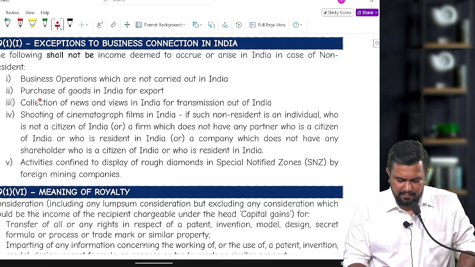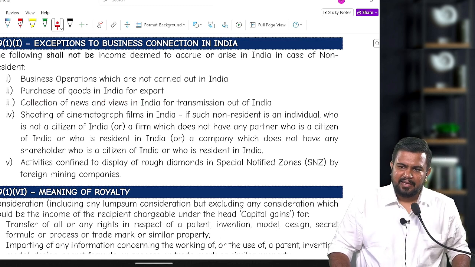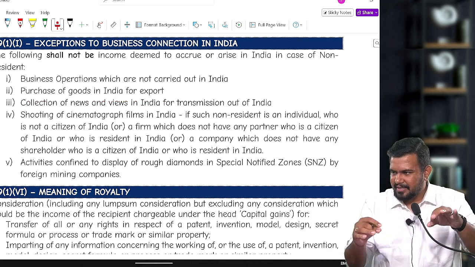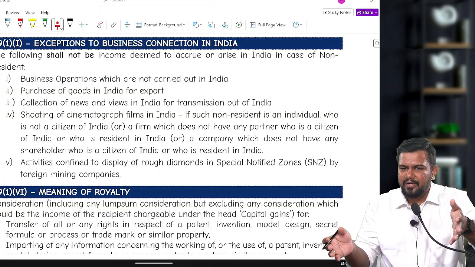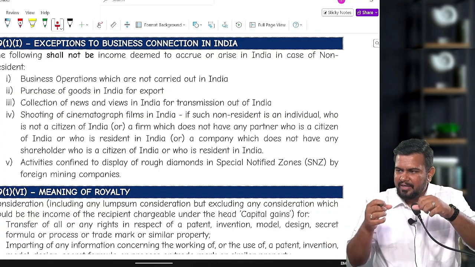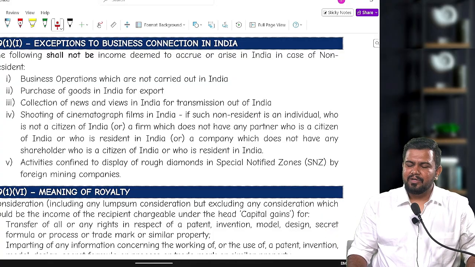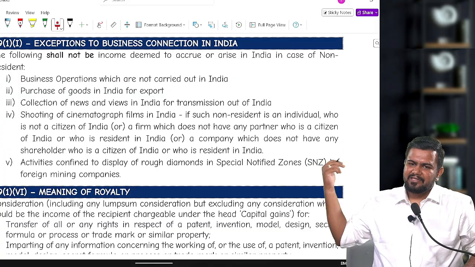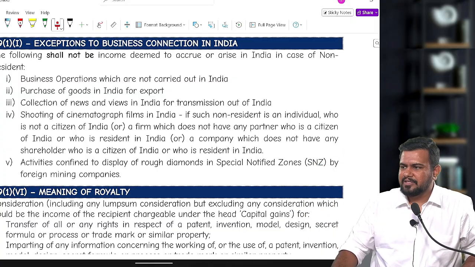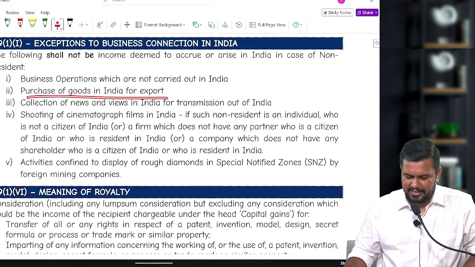Second one, purchase of goods in India for the purpose of export. Let's say Apple is appointing an agent in India. That agent is buying iPhone in India, but he is not selling to Indians. He is buying iPhone in India and he is exporting to Sri Lanka. In such case also, since he is not doing business in India, he is exporting to Sri Lanka, that is why it is not considered as business connection. Okay, purchase of goods in India for the purpose of export.